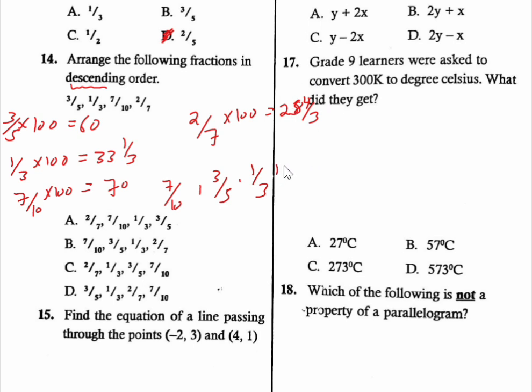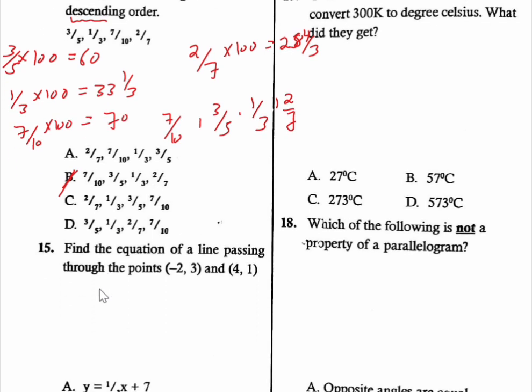So 2 over 7. Then if I check the answers, you can see we have 7 over 10, 3 over 5, and 2 over 7. So the correct answer is B for question number 14. So we continue to question number 15.